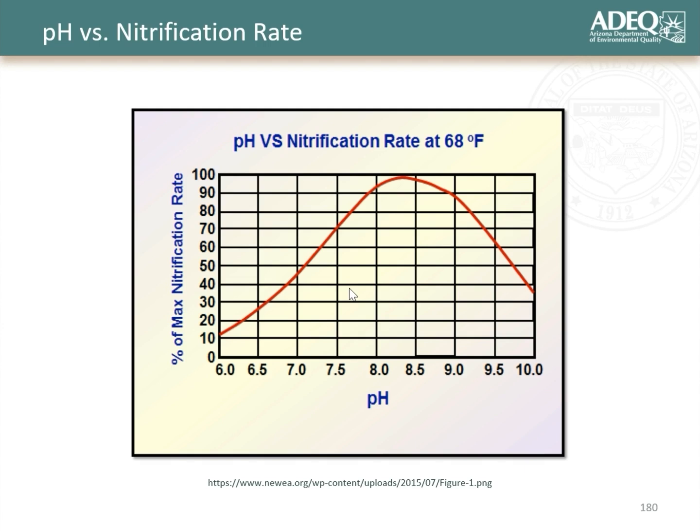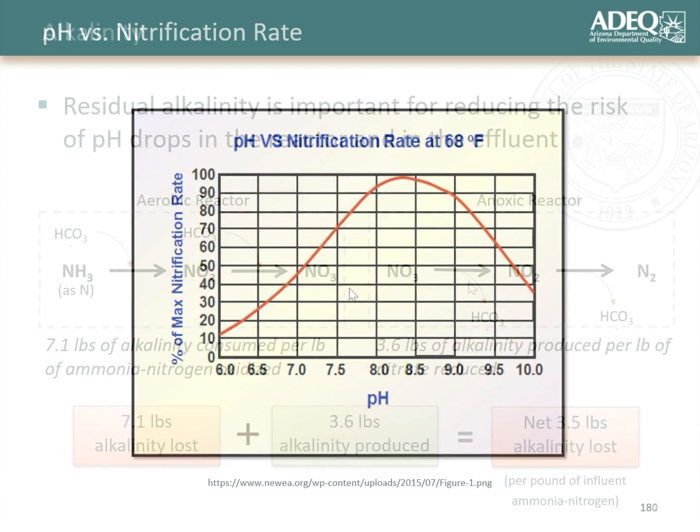So keeping that pH higher, maybe potentially adding buffering or additional alkalinity into your wastewater to account for that consumption of alkalinity from the nitrifiers, is something you'd want to consider for your system operations to keep that pH closer to, above 7 at least.